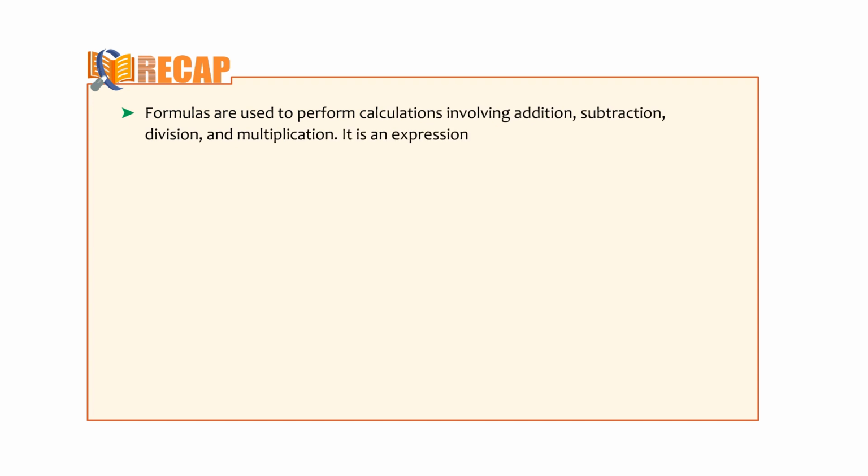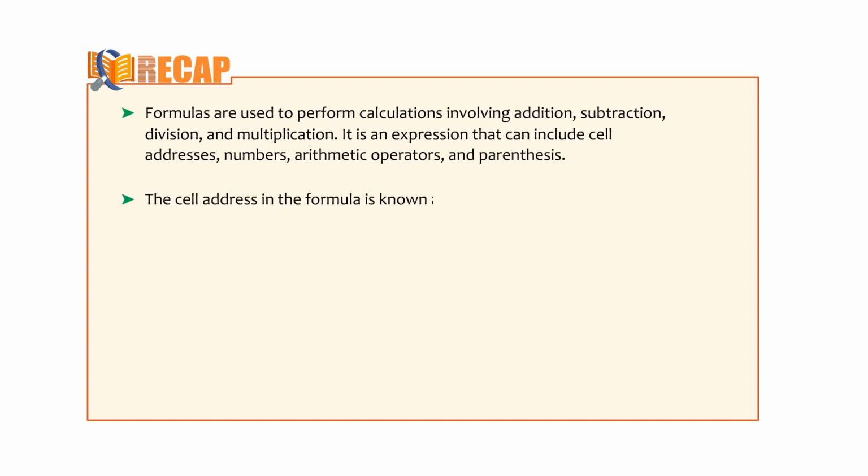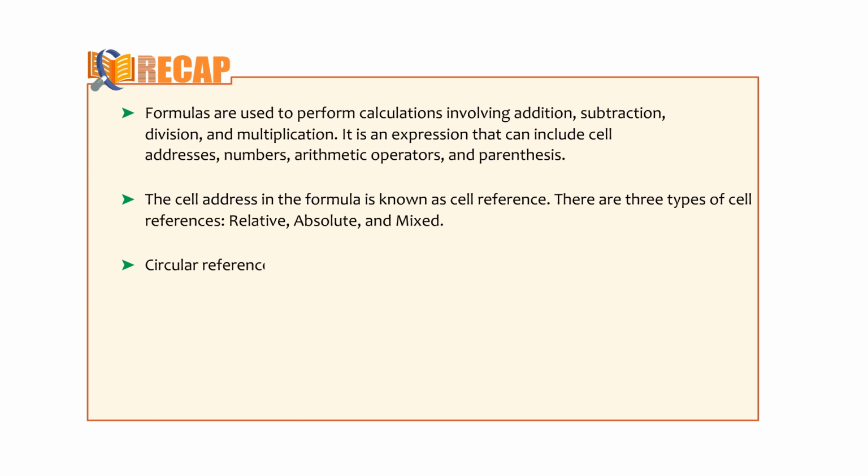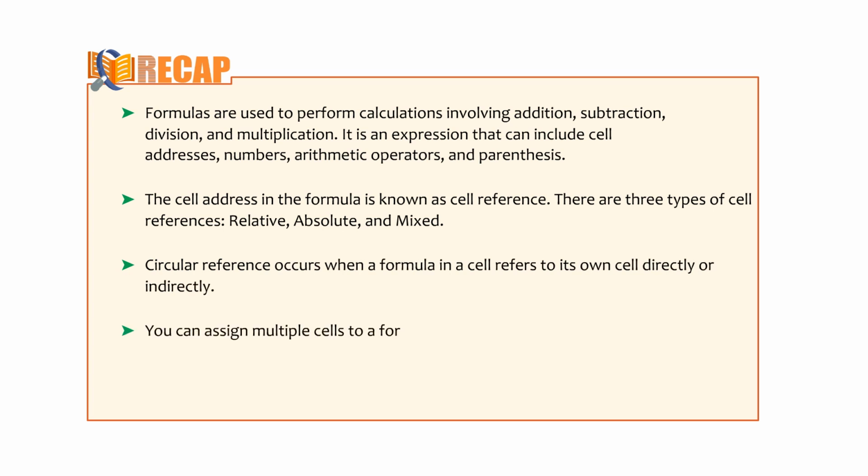Let us quickly glance through the key points discussed in this chapter. Formulas are used to perform calculations involving addition, subtraction, division, and multiplication. It is an expression that can include cell addresses, numbers, arithmetic operators, and parentheses. The cell address in the formula is known as cell reference. There are three types of cell references: relative, absolute, and mixed. Circular reference occurs when a formula in a cell refers to its own cell directly or indirectly. You can assign multiple cells to a formula by creating a reference or a range.